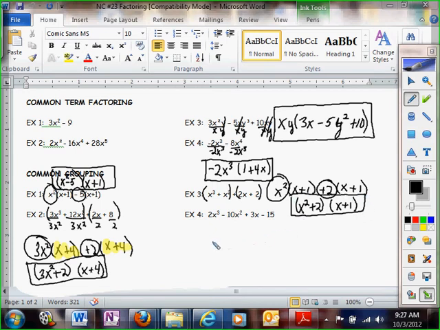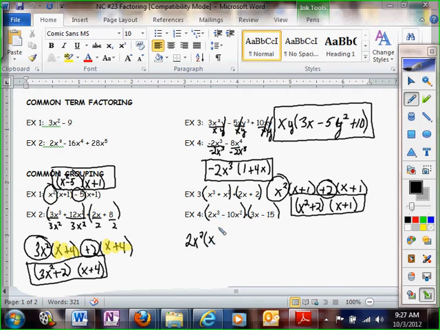Last example for common grouping. Again, I'm going to try to group the first 2 and the last 2. So in this first set, I can take out a 2x squared because looking at the numbers, the common term is 2. Looking at the variables, the one with the lowest power is x squared, so I'll pull out a 2x squared. When I divide 2x cubed by 2x squared, I get x.